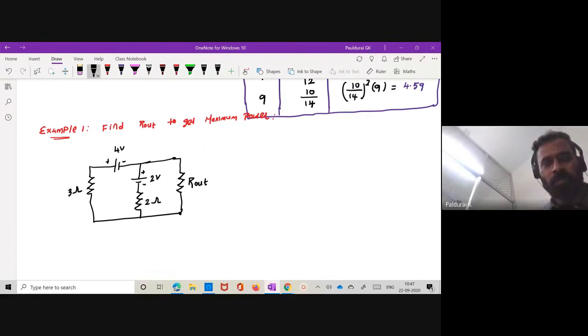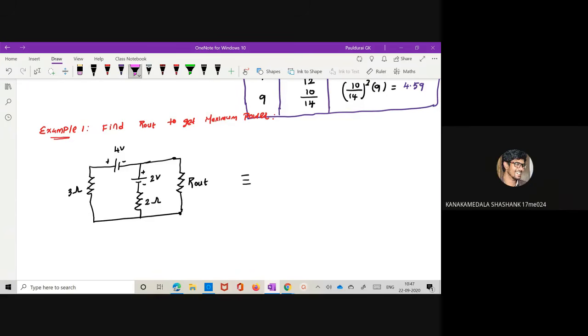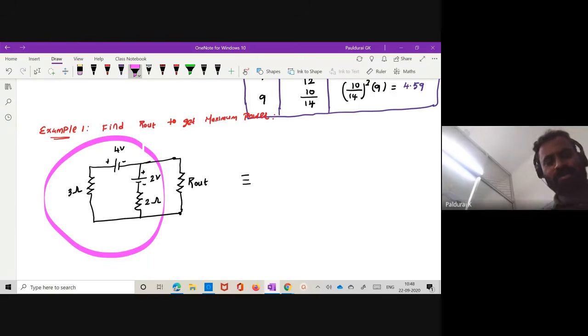So now what do you want to do? Any idea? How will you calculate R out? What will you do? We'll find the Thevenin equivalent voltage and resistance. So what will you do?